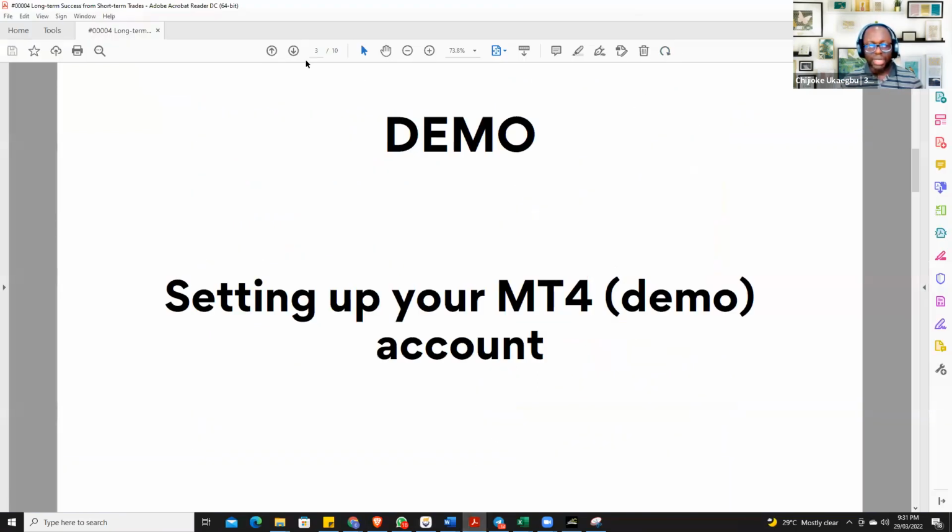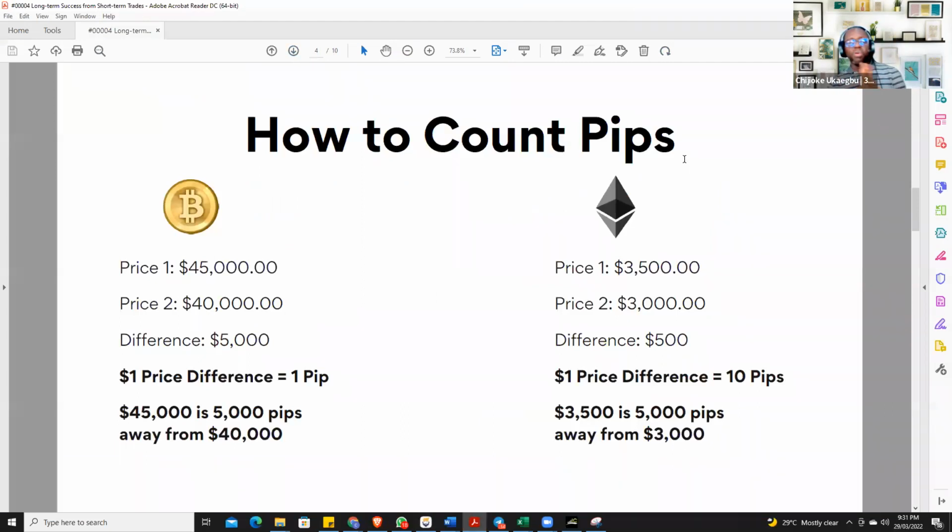So what we want to do next is foundational to using the Swipecoin Scalper, and it's how to count pips. Now, what's a pip? I'm going to give you a simple definition. A pip is the way we measure how prices move, whether it's cryptocurrencies or forex. It's just a way you measure how far price has moved. That's what a pip is.